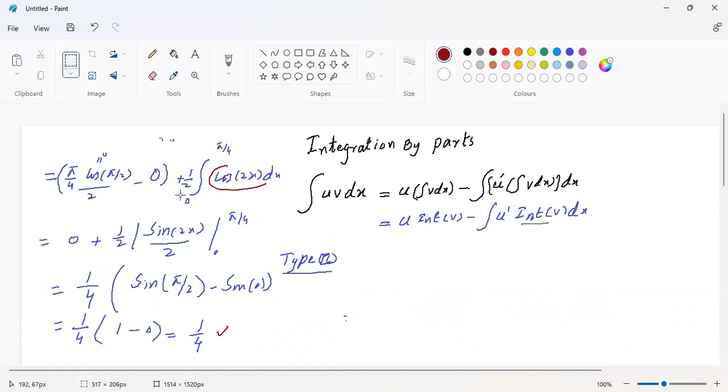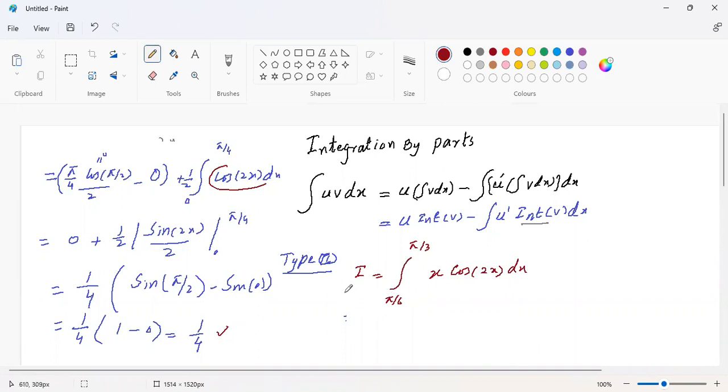Let me write here. Now the other example for this, let the limit from pi by 6 to pi by 3, and the product of the function is here x into cosine of 2x dx.